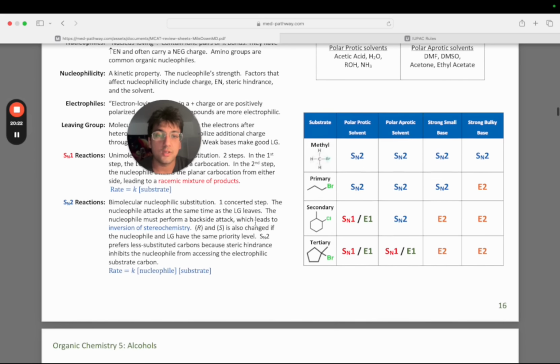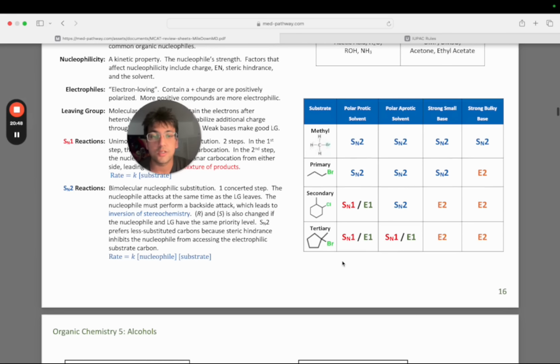Then finally, you have tertiary. In tertiary, you'll probably see some more E1s in your polar protic solvents or your polar aprotic solvents. If you have a strong small base or strong bulky base, again, you're just going to have E2 results here. It should make sense that it's elimination rather than substitution as a result, because there's just too many carbons attached to this.